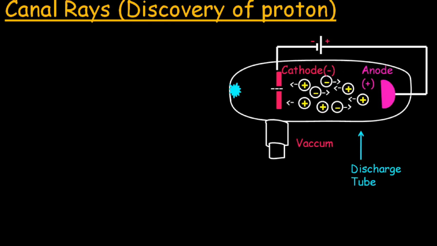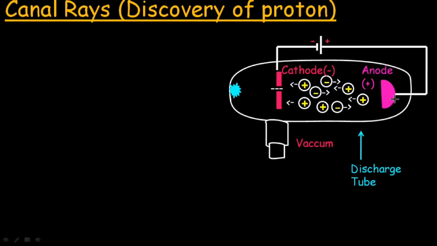Now let's talk about the discovery of the proton. The proton was discovered in the Canal rays experiment. In this experiment, the same discharge tube is used, but the cathode is perforated. It has a hole inside it.